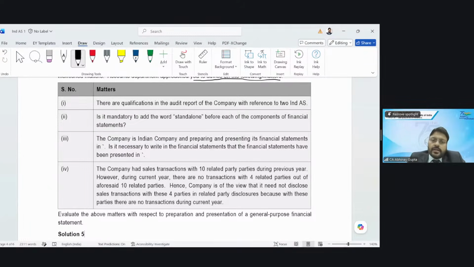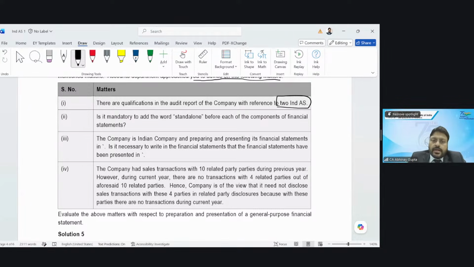So you as a chartered accountant need to advise on these matters. Number one, there are qualifications in the audit report of the company with reference to two Ind ASs. So auditors have qualified that the company is not compliant with two Ind ASs, right? So there is a qualification.